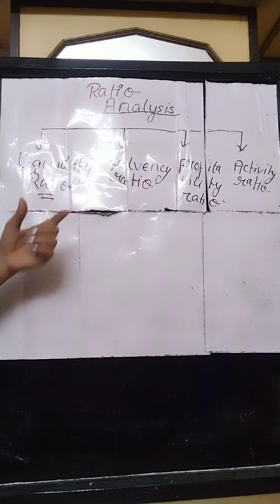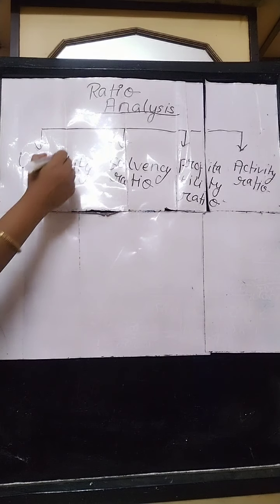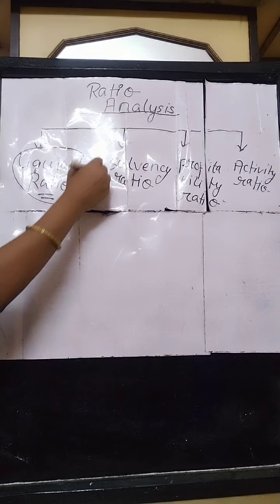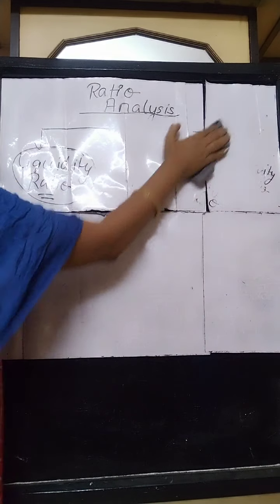Now one by one I will try to tell you the meaning of these ratios. First one comes with liquidity ratio. Today I will start explaining the liquidity ratio category. The other three categories I will explain afterward. First, we will try to explain the liquidity ratio. Now, what is a liquidity ratio?